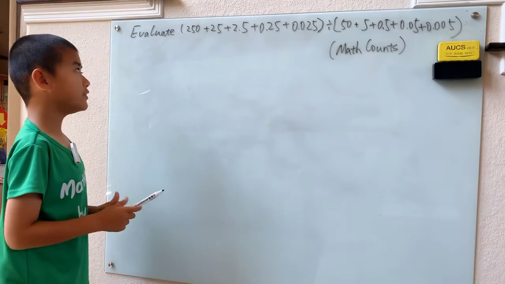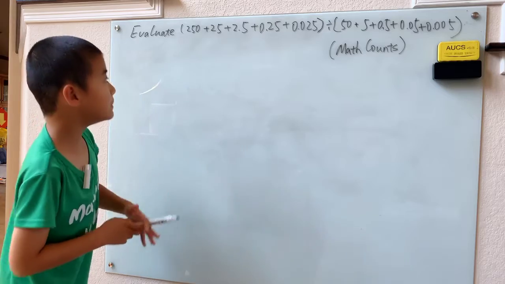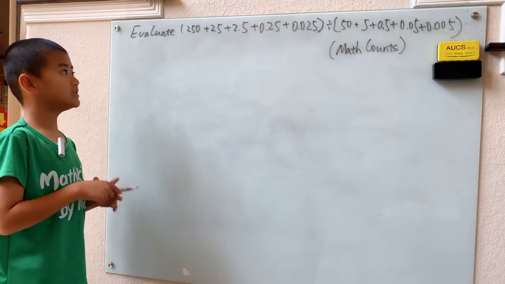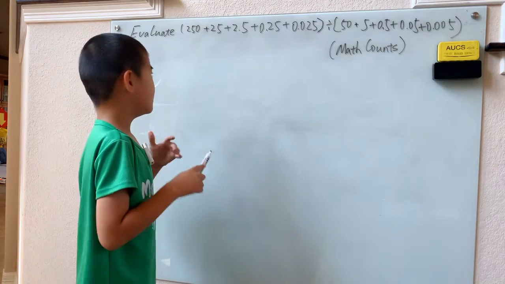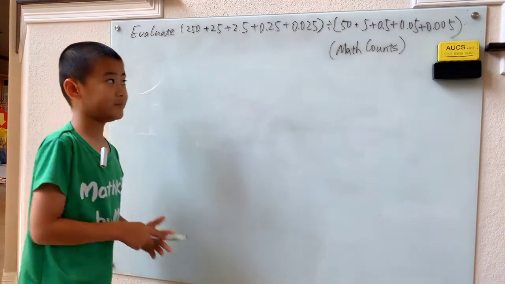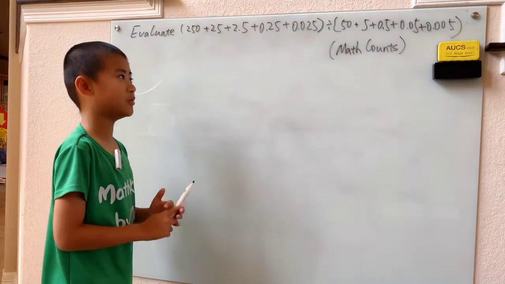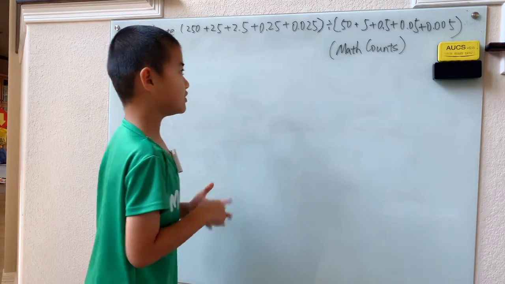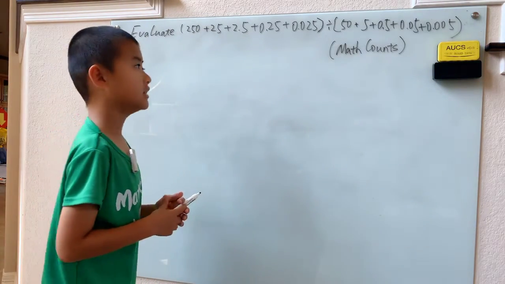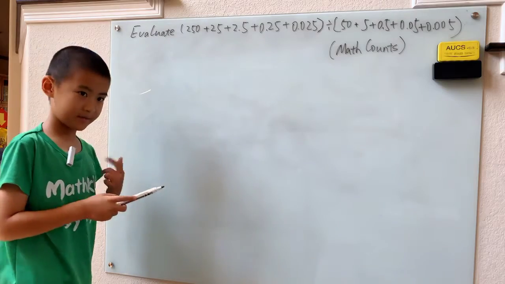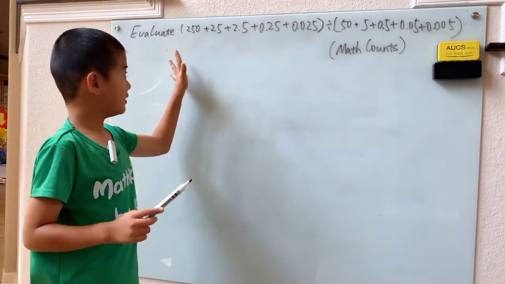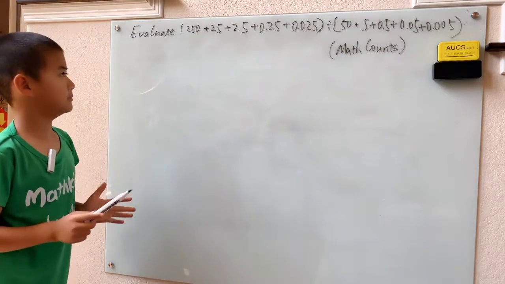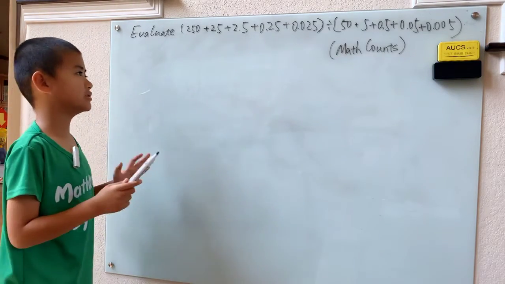Evaluate 250 plus 25 plus 2.5 plus 0.25 plus 0.025, and all that divided by 50 plus 5 plus 0.5 plus 0.05 plus 0.005. MathCounts. Now, let's make this a little simpler, or at least hopefully we'll make this a little simpler.